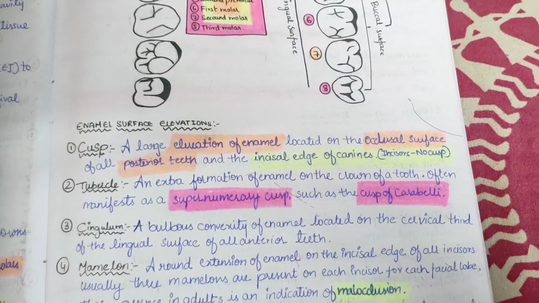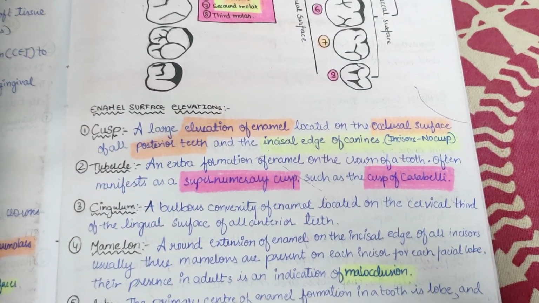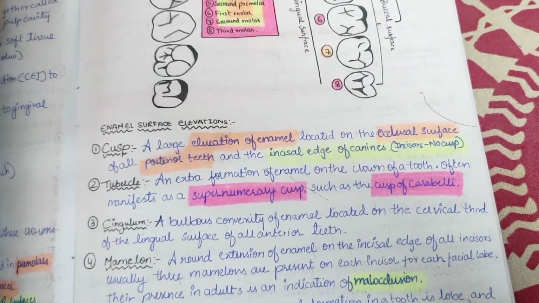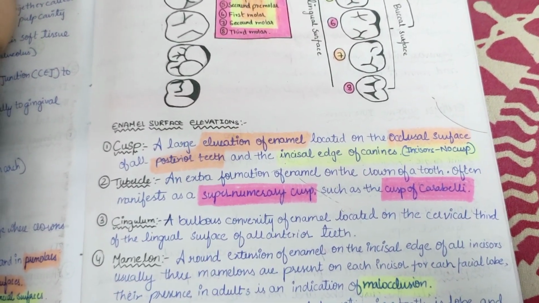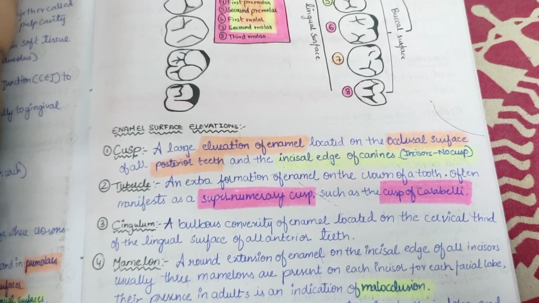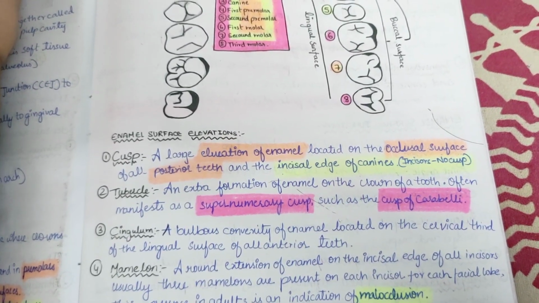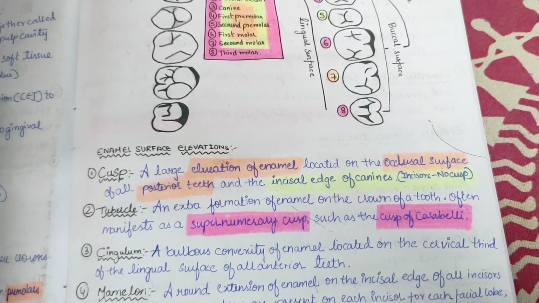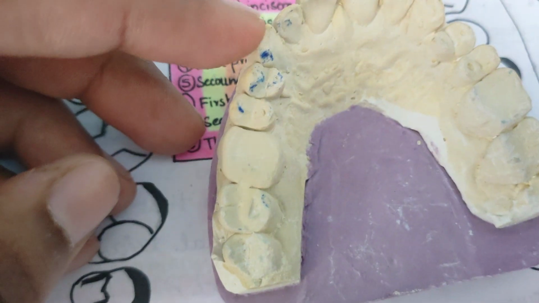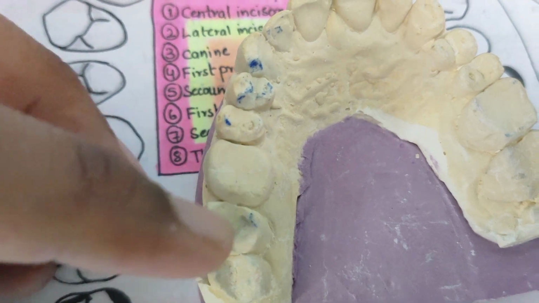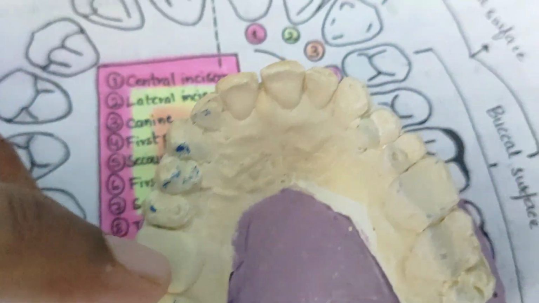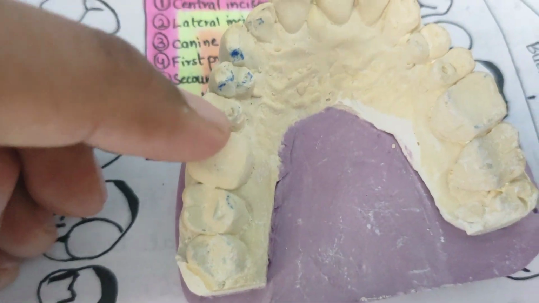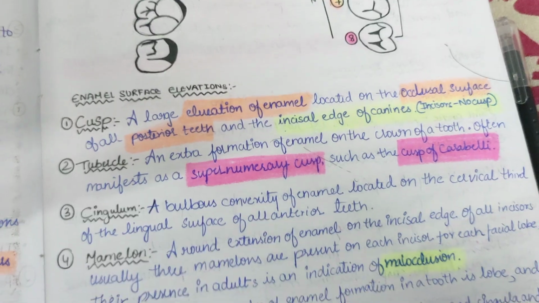Now let us move to enamel surface elevations. The first one is cusp, a large elevation of enamel located on the occlusal surface of all posterior teeth and the incisal edge of canines. Incisors have no cusp. I'll show you cusp. We have cusps here. These are elevated portions like this, which help in chewing of materials.